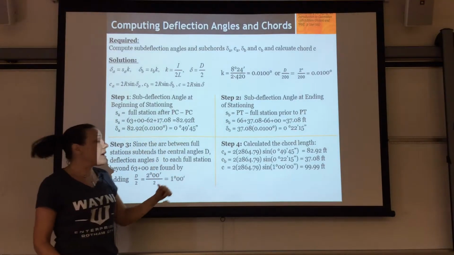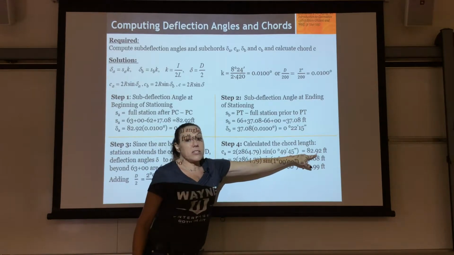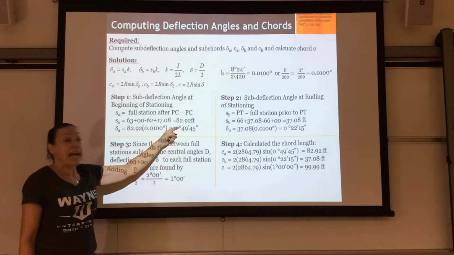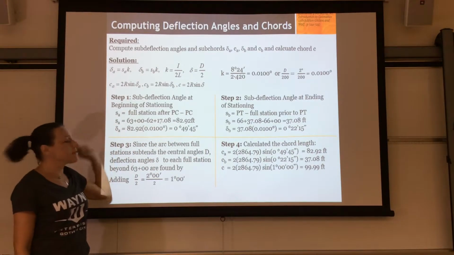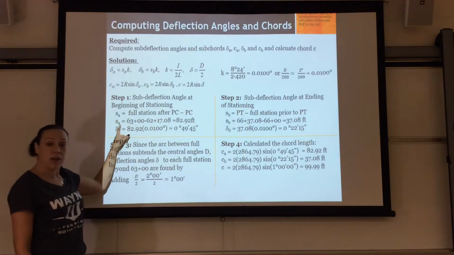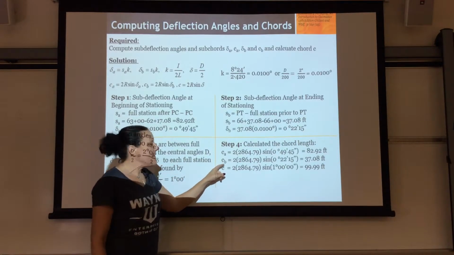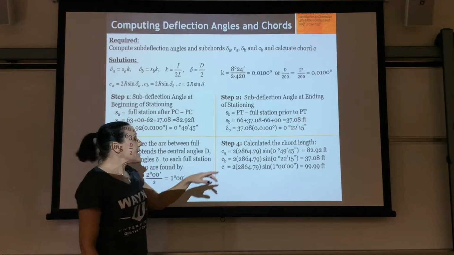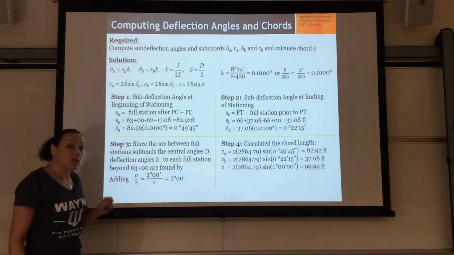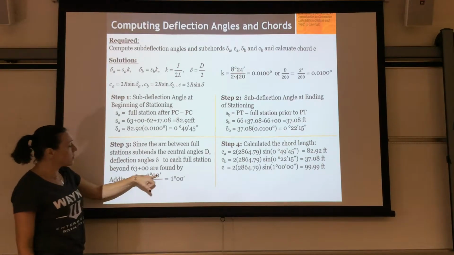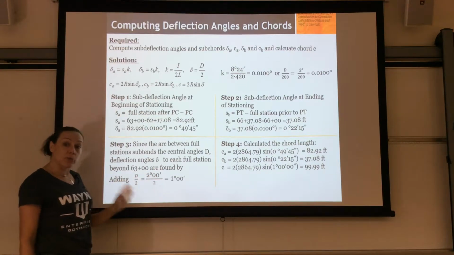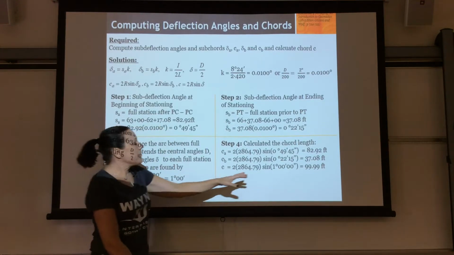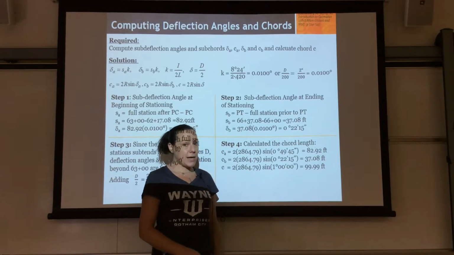Now, notice this. 82.92, the chord length is the same as the arc length. At B at the end, the chord length is the same as the arc length. The reason is, remember we said, if it's less than 2 degrees for our degree of curvature, they're almost going to be the same. Notice the chord length in the beginning. We said the arc length was 100 feet, but the chord is 99.99.